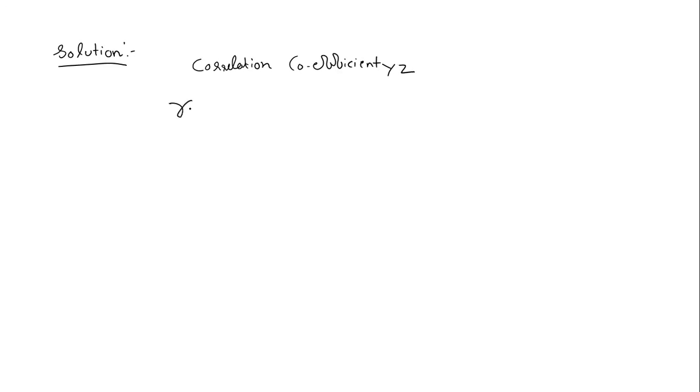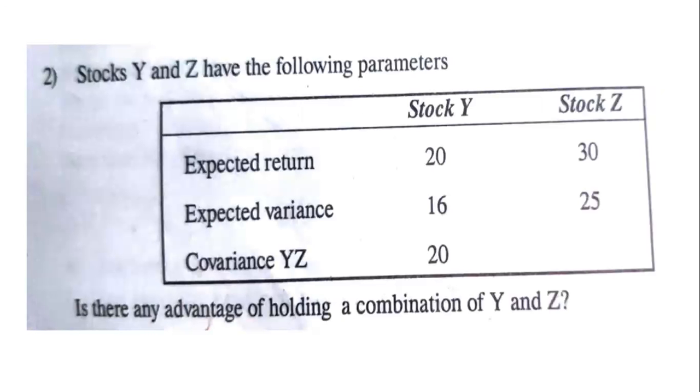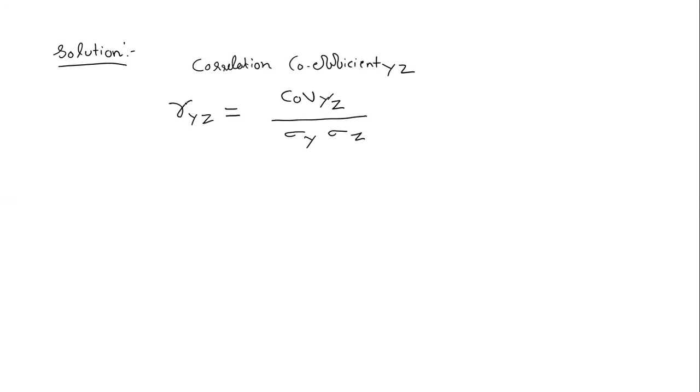So we will use the formula, that is R YZ is equal to the covariance between Y and Z, that is given in the problem, divided by standard deviation Y and standard deviation Z. Okay, so in the problem, if you see here, he has not given the standard deviation, but he has given the variance. So if we take the square root, we'll get the standard deviation.